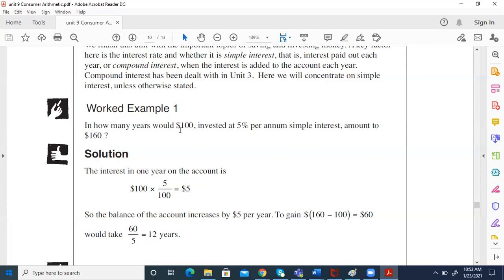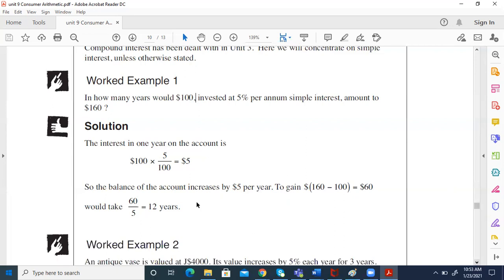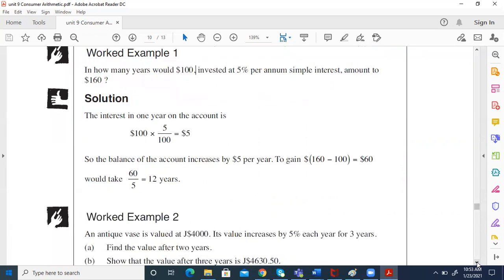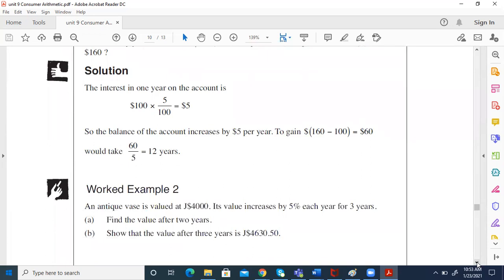So you're saying how many years would that take. The interest in 1 year on the account, I would say, is 5% of 100, which is $5, so $105. So the balance of the account increases by $5 per year. To gain $60, for 60 divided by 5, it would take 12 years. Yeah, so it would take 12 years, right? And there's a little formula for it, so hopefully they show the formula later for simple interest and stuff like that.